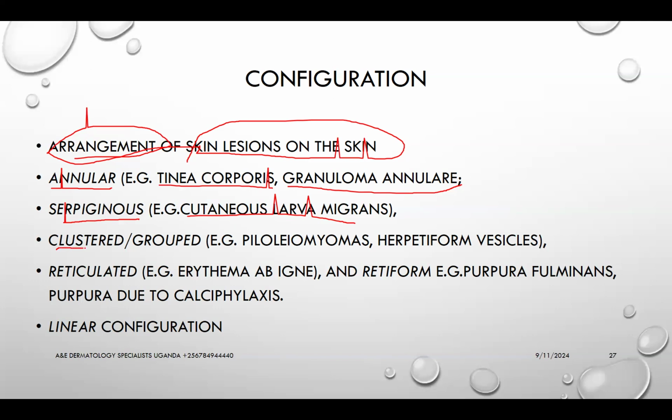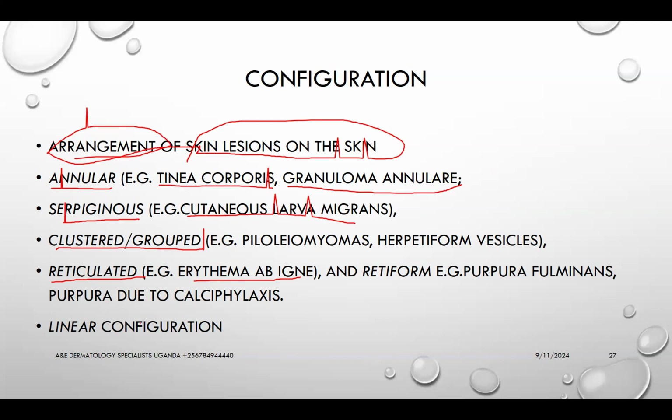Or are the skin lesions clustered or grouped? For example, the vesicles that we see in HSV infection are herpetiform, meaning that they are grouped or clustered in a particular area. Then is the skin lesion reticulate? Reticulate is like a net-like pattern, for example in erythema ab igne, or even in livedo reticularis. So this one is the reticulate pattern or configuration.